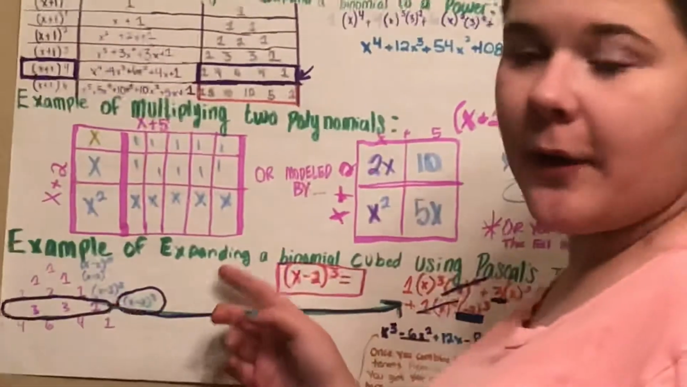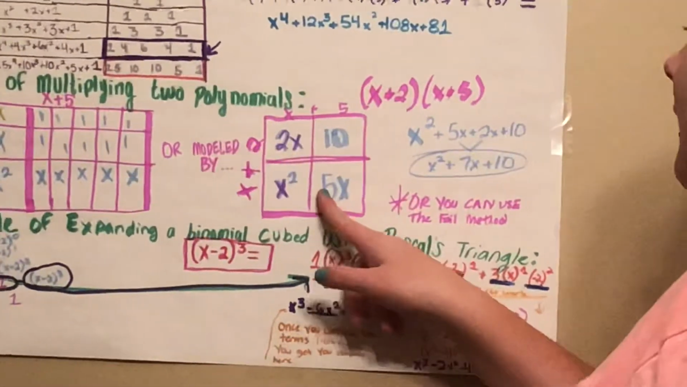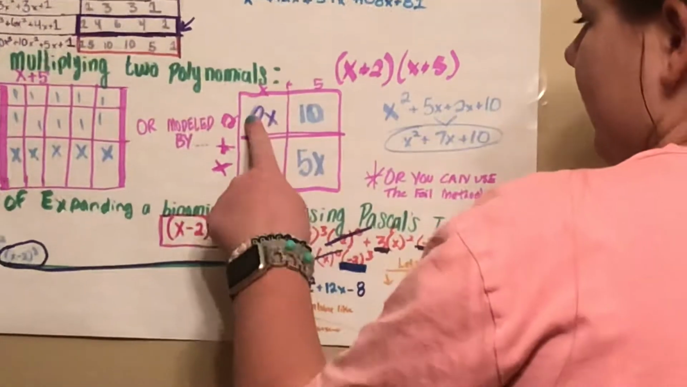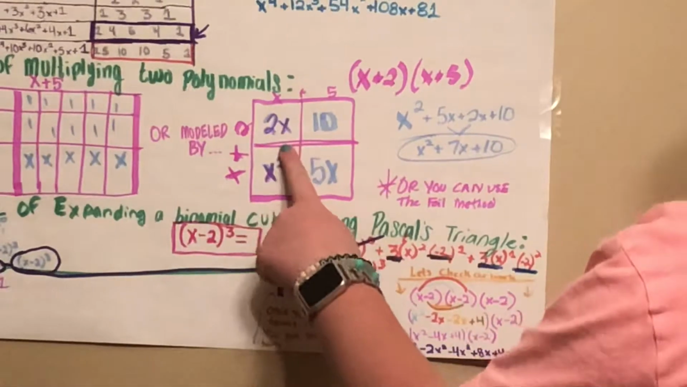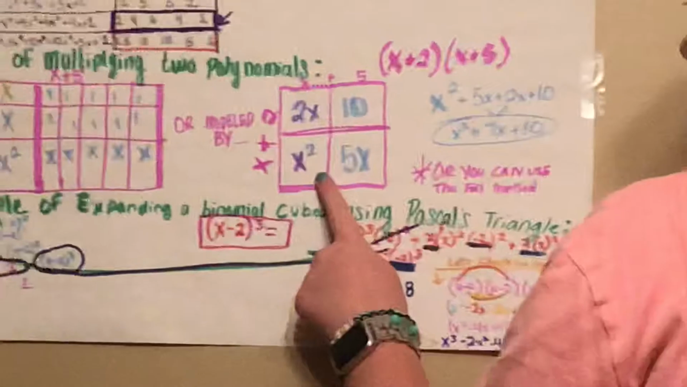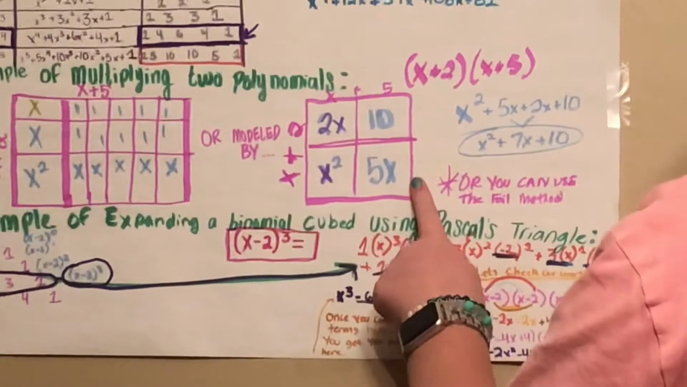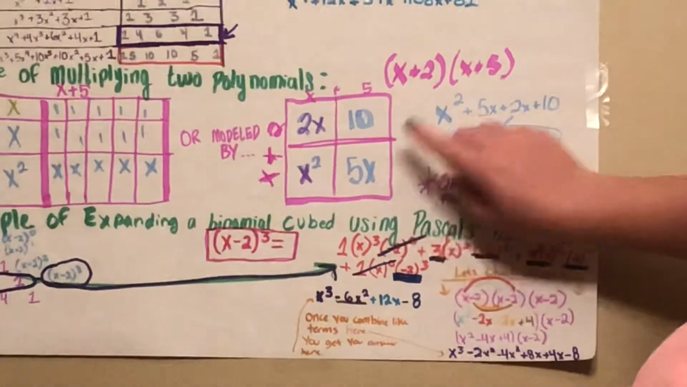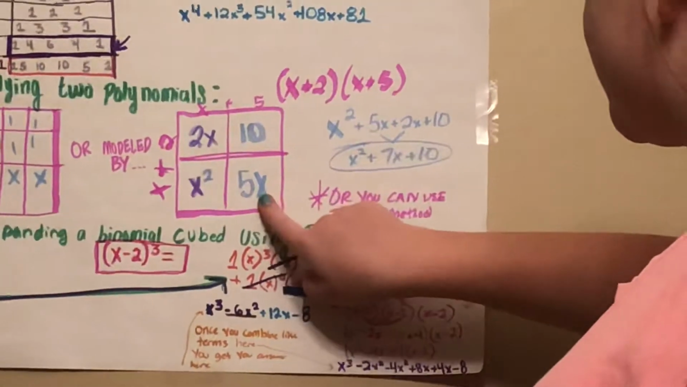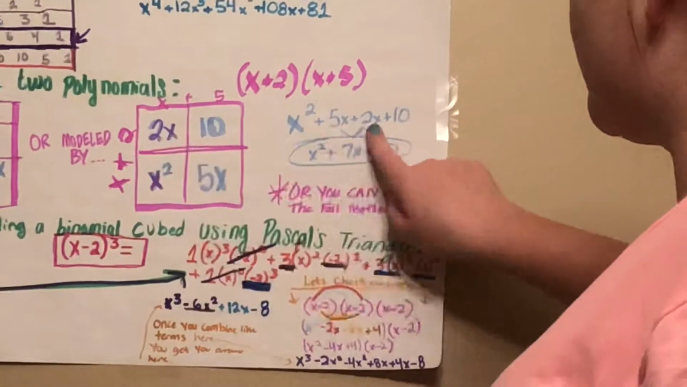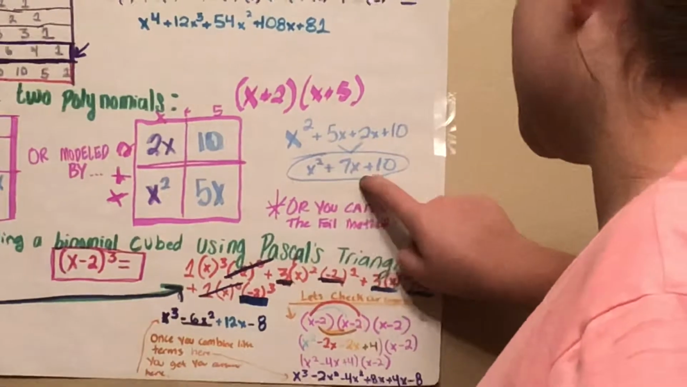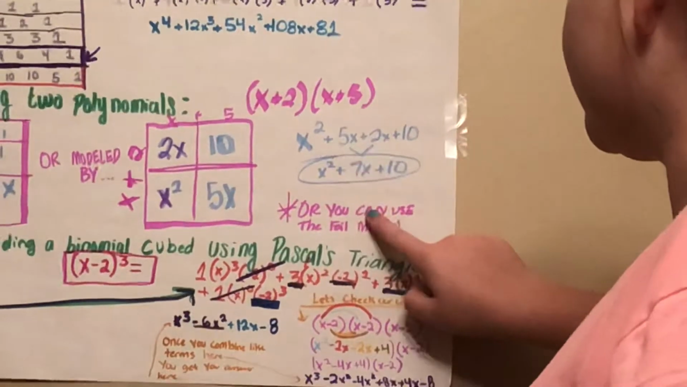Or a simpler way could be modeled by this box method, which is multiplying x plus 5 and x plus 2. Now we know 2 times x is 2x, and 2 times 5 is 10. We also know that x times x is x squared, and 5 times x is 5x. Now we can use this information, and I wrote it over here. x squared plus 5x plus 2x plus 10. And that can be simplified down to x squared plus 7x plus 10 when you combine like terms.